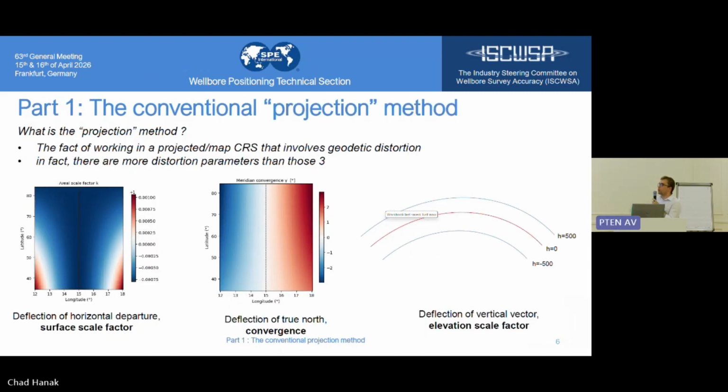What is exactly what I call the conventional projection method? Basically, when we are working on a map, so defined by northing, easting and vertical CRS, we have to introduce some distortion factors that come from the fact that the Earth is not flat.